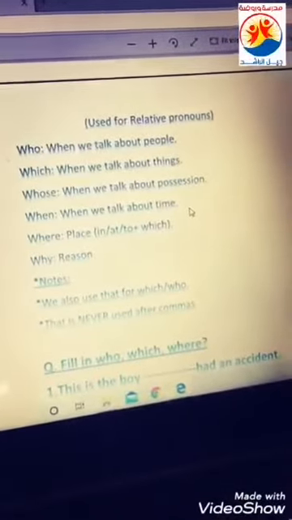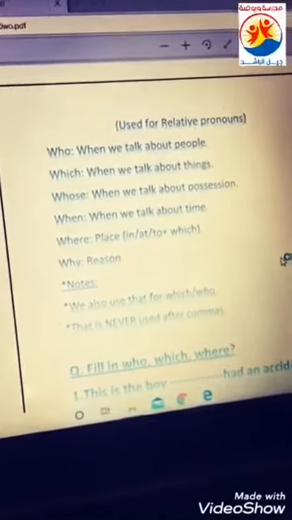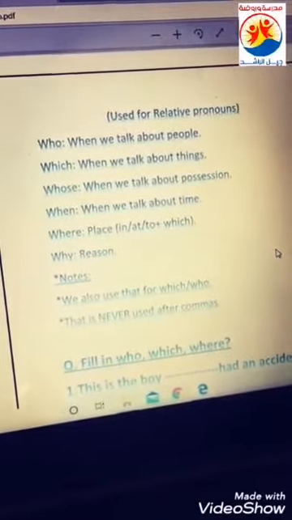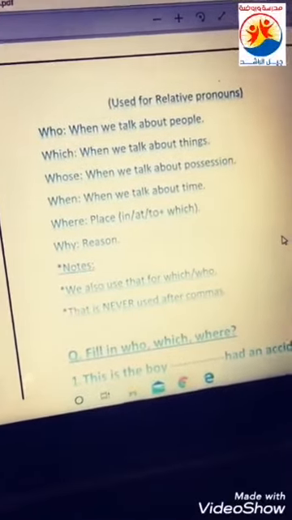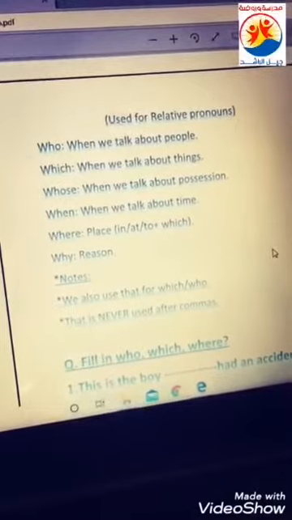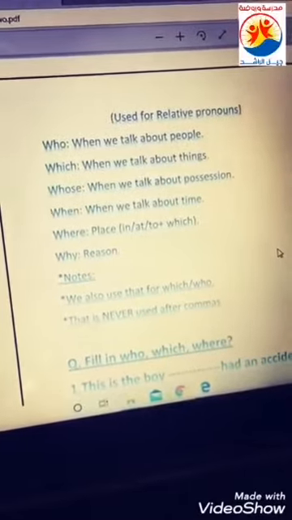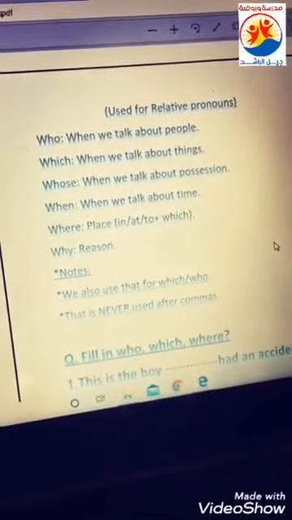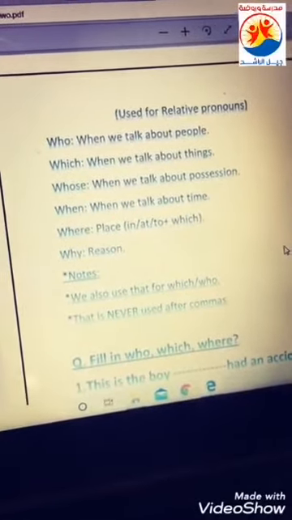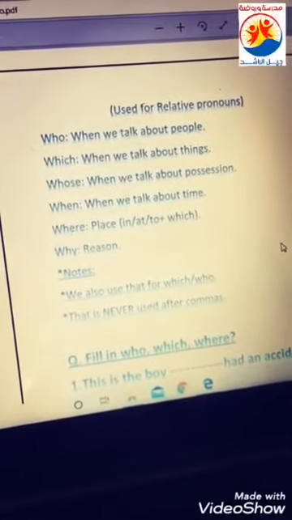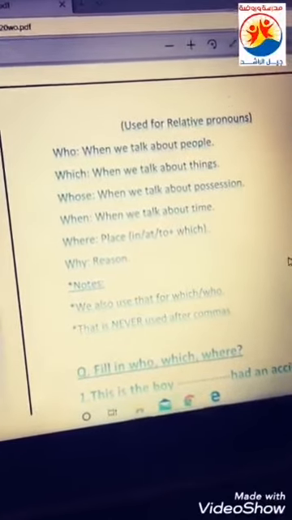Okay. And here, we used relative pronouns. Do you remember that when we said that who, we used it when we talk about people, and which we can use when we talk about things? What about whose? We use it when we talk about possession, and when we used it when we talk about time, and where we use it when we talk about place. Do not forget to add that, which means which. We can use where and which.